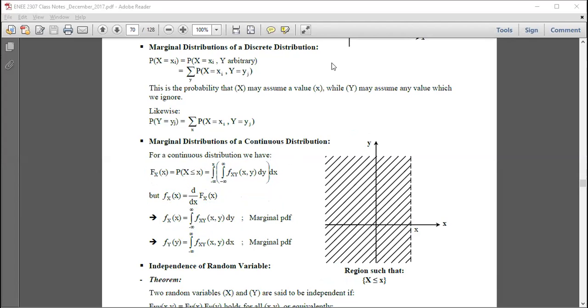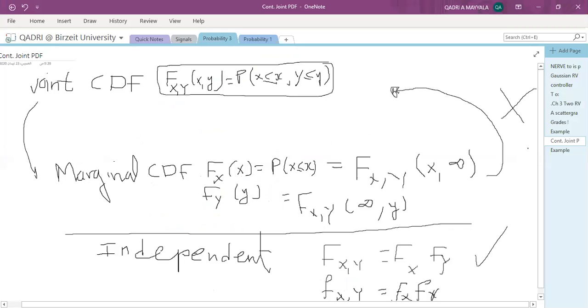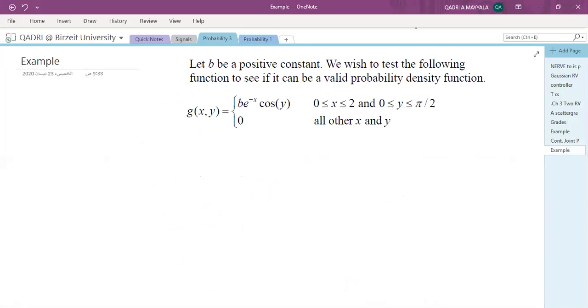طيب ناخذ اكزامبل بسيط. اكزامبل سريع. اكزامبل أن. Let B be a positive constant. We wish to test the following function to see if it can be a valid probability density function. هذا عندنا هذا بي دي اف ومعرفة x من 0 إلى 2 ومعرفة y من 0 إلى باي على 2 and the value of the joint PDF of course is 0 outside this interval.